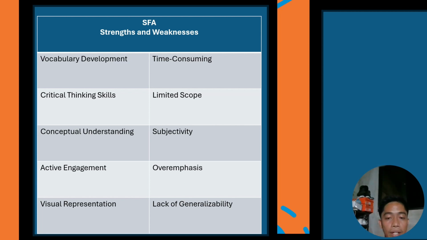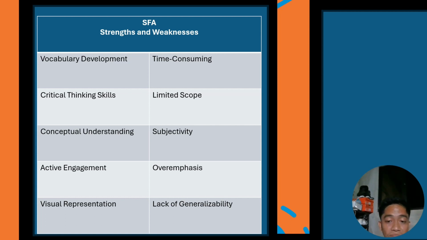The next one is subjectivity. The identification and selection of characteristics or features in SFA can be subjective. Different individuals may have different interpretations or perspectives on the features to be analyzed, which may affect the consistency of analysis across the students. And the fourth one is overemphasis on the surface level.